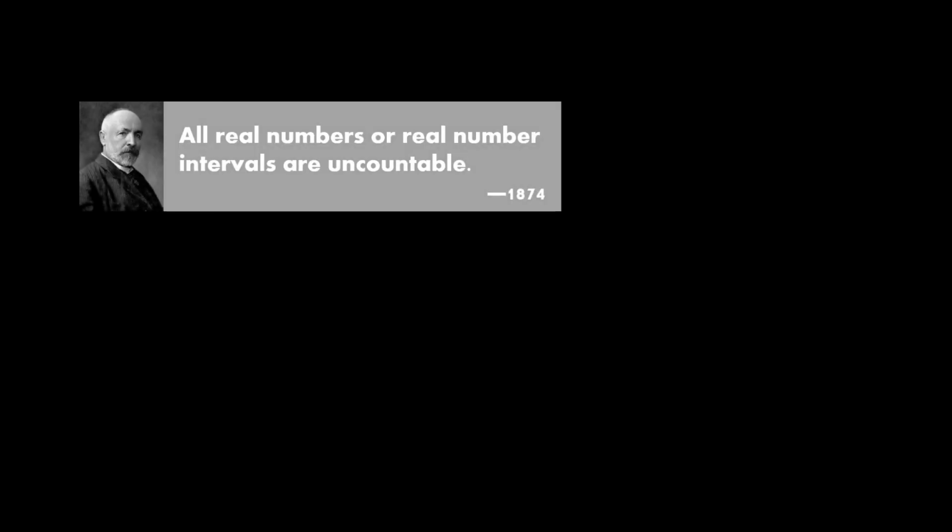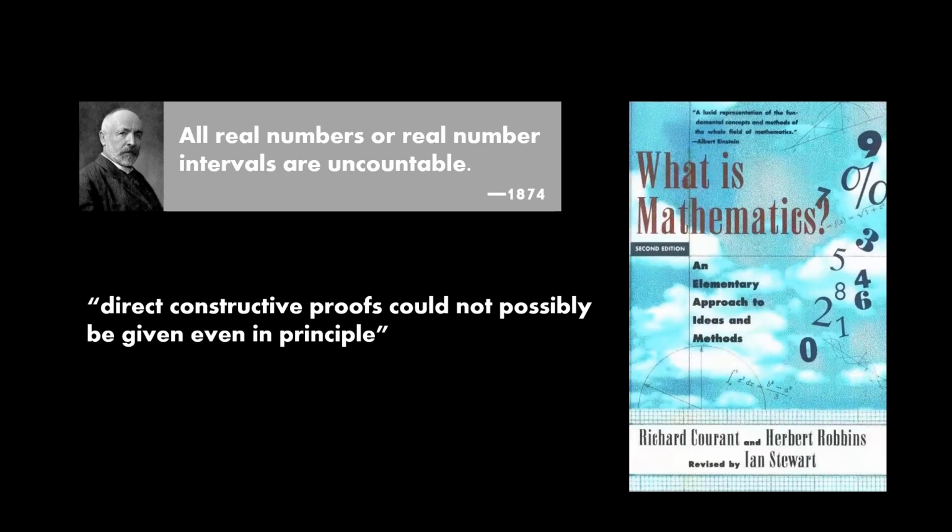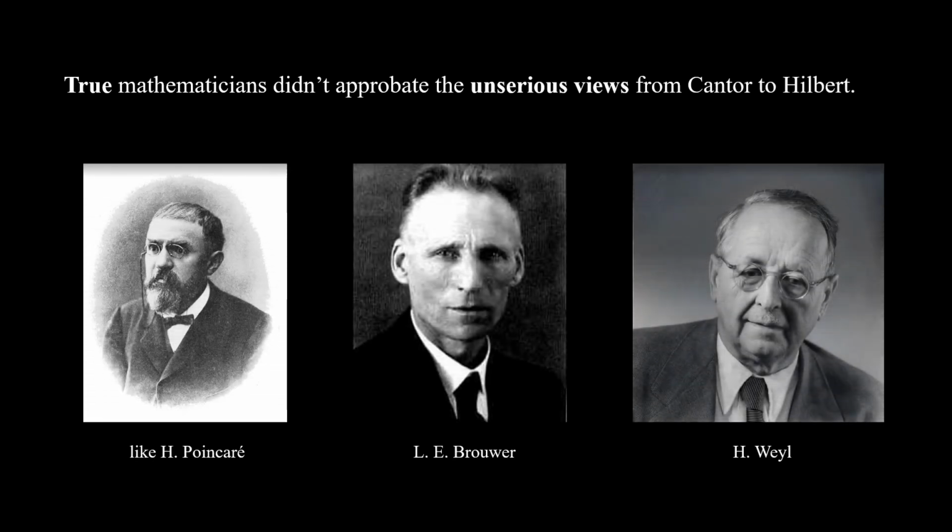As a matter of fact, although Cantor's theorem is provable by contradiction, the indirect method, direct constructive proofs could not possibly be given even in principle. True mathematicians like Poincaré, Brouwer, Weil didn't approbate the unserious views from Cantor to Hilbert.